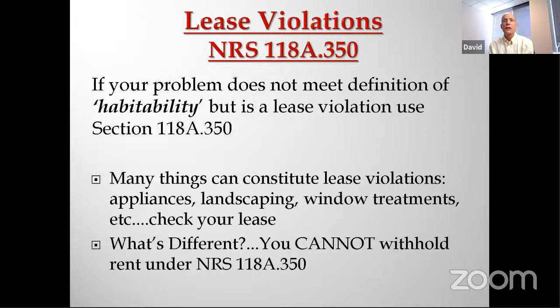A lease violation. Let's say it's not a habitability issue. Let's say it's something like the grass is dying and the grass is required to be maintained by the landlord and it's in your lease. Well, that's a lease violation, not a habitability problem. So we're talking about 118A.350, and if it doesn't meet the definition of habitability, but it is a lease violation, give the landlord, again, 14 days to fix the problem. And if the landlord doesn't fix the problem, you can't withhold rent under 118A.350, but you can sue for damages or you can terminate the lease and leave.